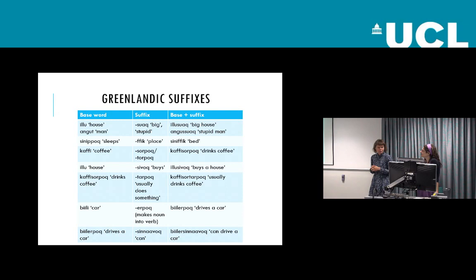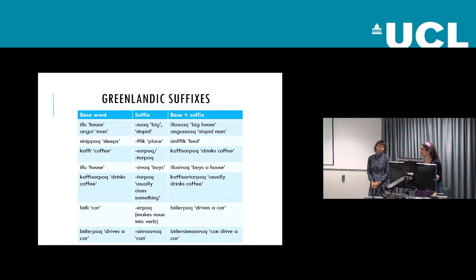But we've attached it to iglu, a house. So iglusuok is a big house. And then you could attach it to the word for man we saw earlier, angut, which would be angusuak, a stupid man. It could be a big man as well, I don't know, but we translated it as stupid man here. It depends, some words are just more likely by their nature to have one meaning than another. So then you get sinipok, sleeps or slept, plus fik, the place, you get sinifik, which is a bed, so a sleeping place.